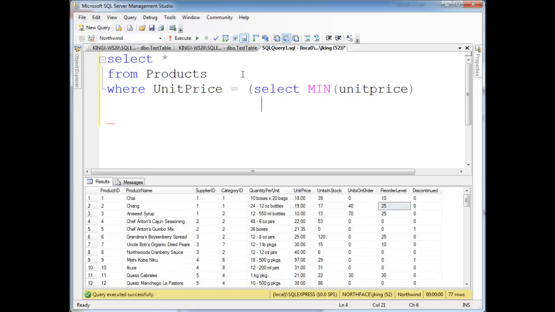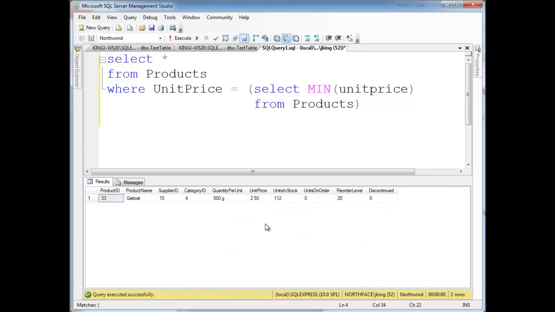Let's go to the next line. FROM products. So this is one way I could get it. This is the cheapest product in the table. Or I could say SELECT this, and this may be a little more inefficient, but there's some places where ANY or ALL makes sense.